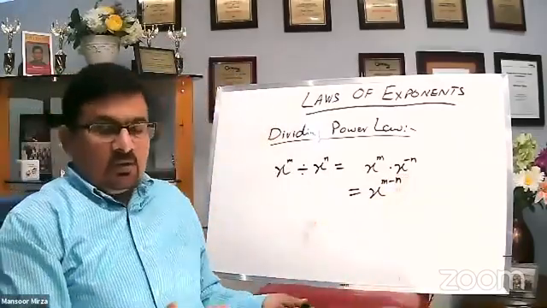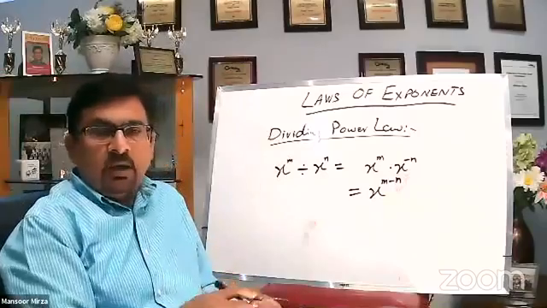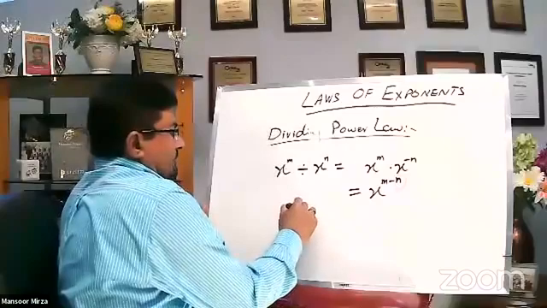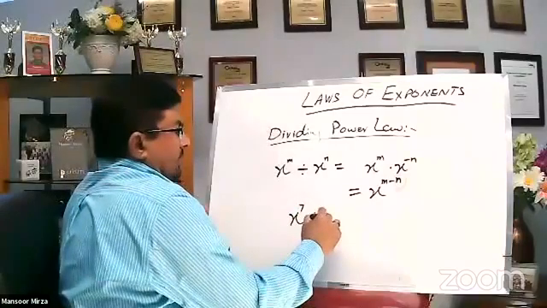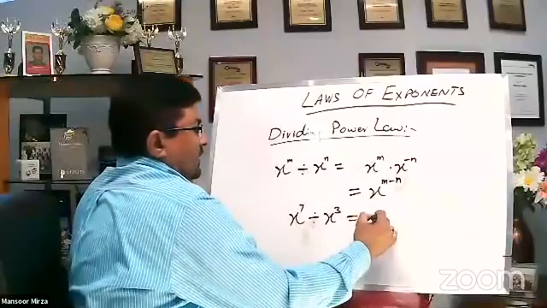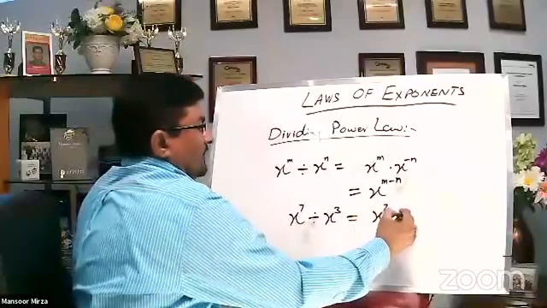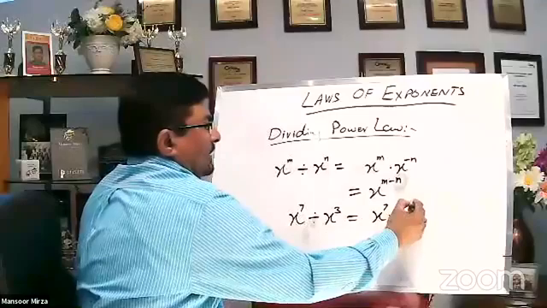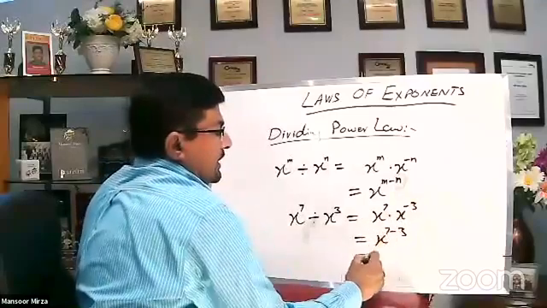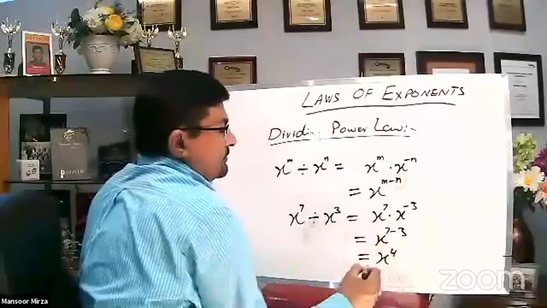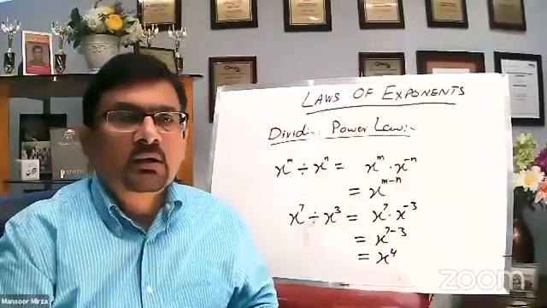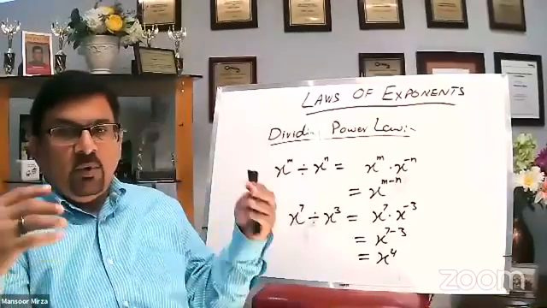Once again, I will give you a simple example by putting in actual numbers. If we have x power 7 divided by x power 3, we can write x to the 7 into x to the minus 3, which can be written as x to the 7 minus 3, and it gives me x raised to power 4. This is how we calculate exponents when we are dividing.